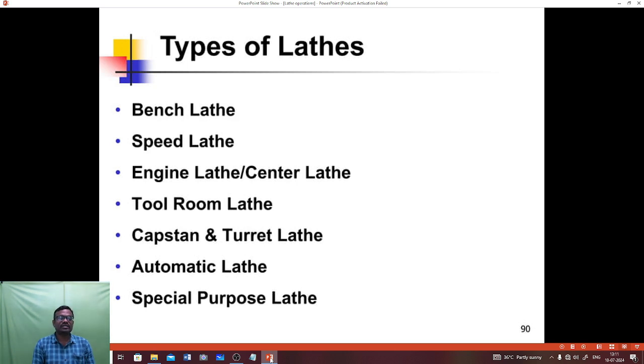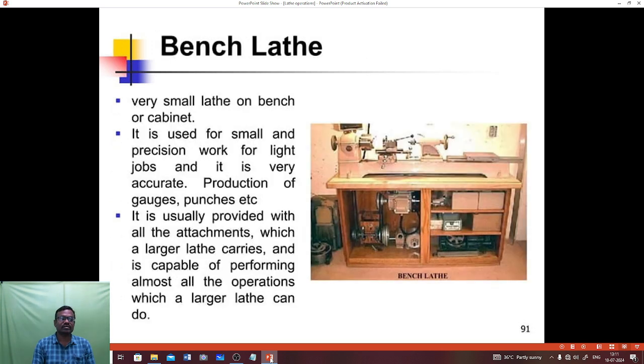Types of lathes: bench lathe, speed lathe, engine lathe or center lathe, tool room lathe, capstan and turret lathe, automatic lathe, and special purpose lathe are some of the types of lathes. Bench lathe is a very small lathe on a bench or cabinet. It is used for small and precision work for light jobs and it is very accurate. Production of gadgets and punches etc. are done by using bench lathe.